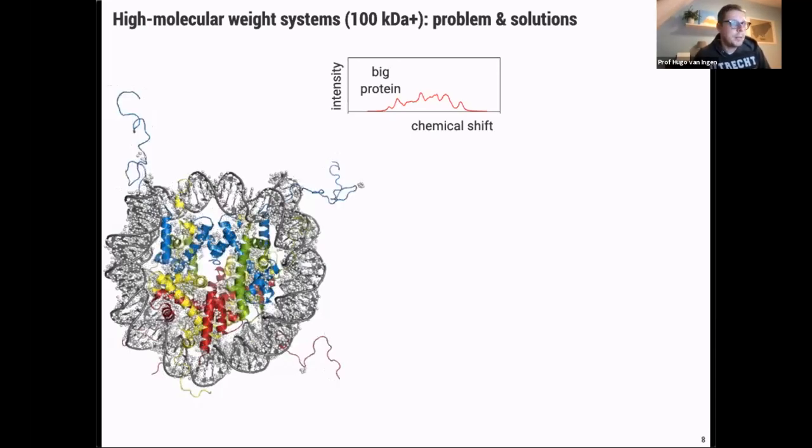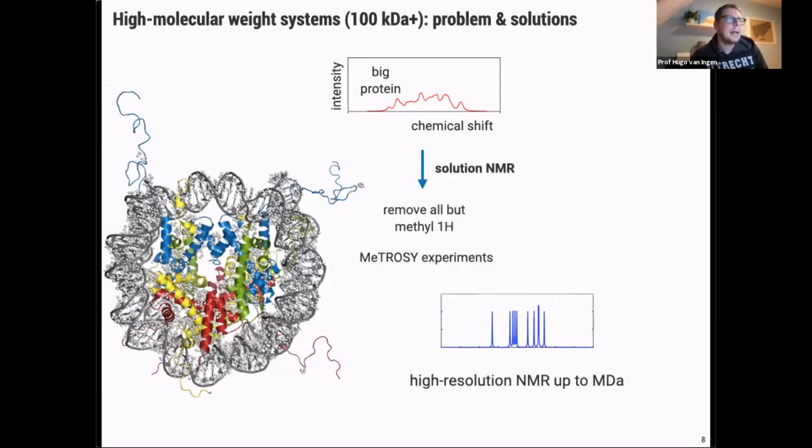First, in solution NMR, what we do is just remove all the protons by deuterating the protein, except for the methyl groups. And then we do a special type of NMR experiment that we call the methyl-TROSY experiment, and that gives you, again, a very nice spectrum with very sharp lines.